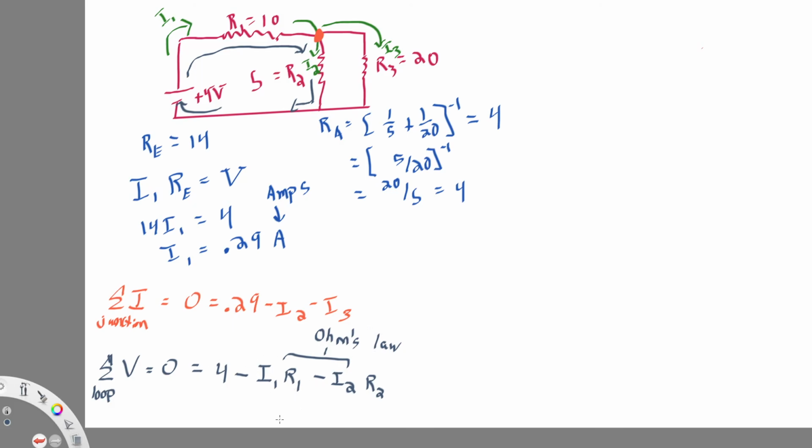And conveniently, in this blue-gray equation at the bottom, the only thing we don't know is I2. We know everything else. So I2 is equal to 4 minus I1R1 all over R2. That's going to be 4 minus 0.29 times 10, all of that divided by 5.